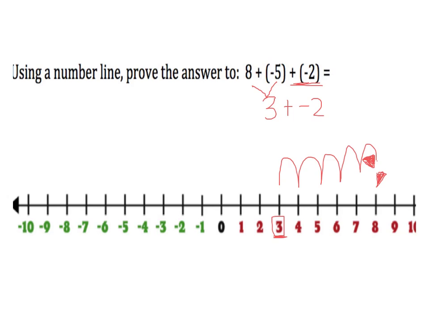I'm going to start over at 3 facing the positive direction. And that's probably the most important step when adding more than 2 numbers, so make sure that you always start over facing the positive direction. Then I see a negative sign, so I'm going to go in the negative direction. I'm going to move forward 2 spaces. So my final answer is positive 1.